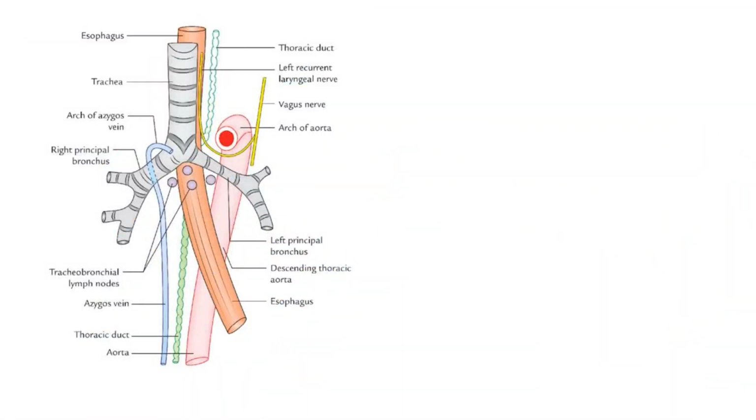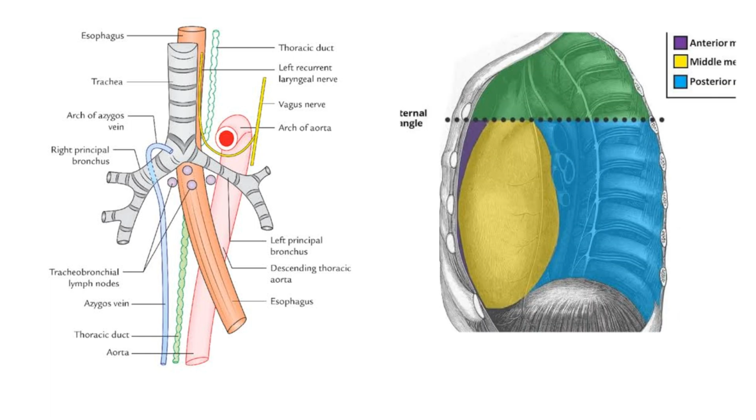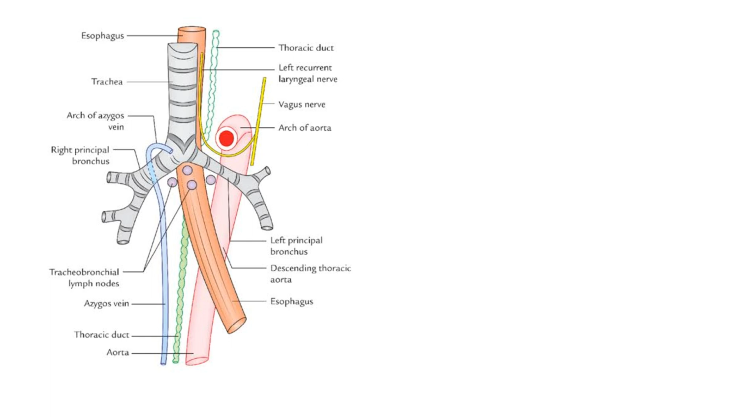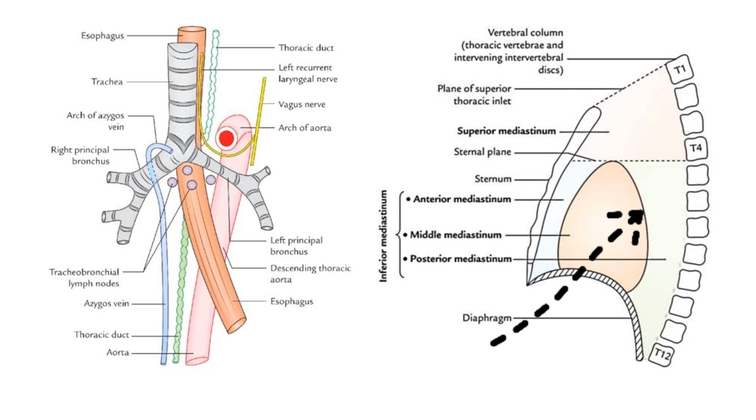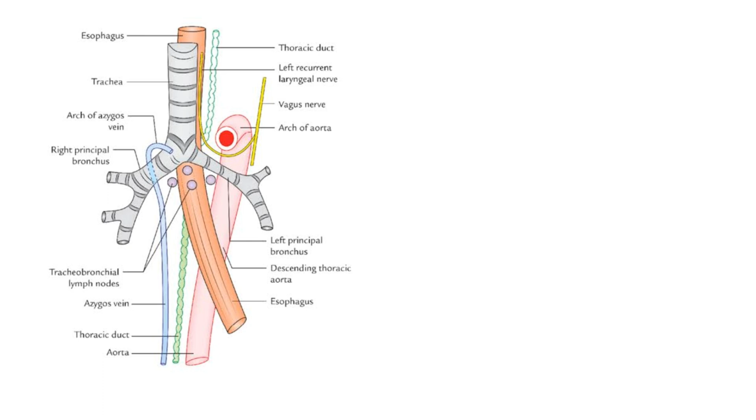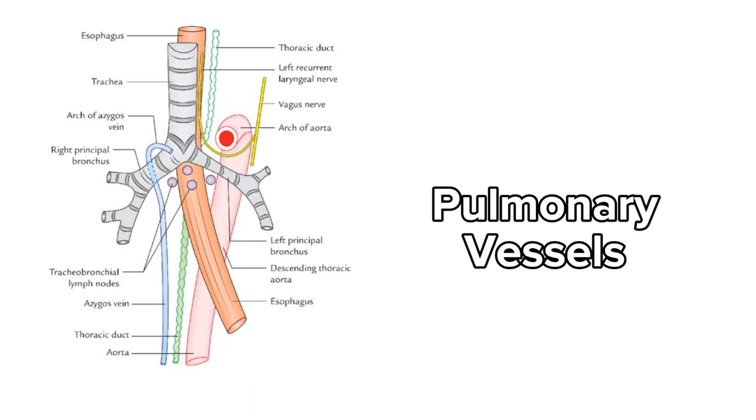Okay guys, so the last but not the least is the posterior mediastinum. As you can see, it is indicated in blue on my right hand side. So the posterior mediastinum is bounded anteriorly by the posterior pericardium and its content, meaning that it is bounded anteriorly by the middle mediastinum, and it is bounded also anteriorly by the bifurcation of the trachea. It is also bounded anteriorly by the pulmonary vessels.